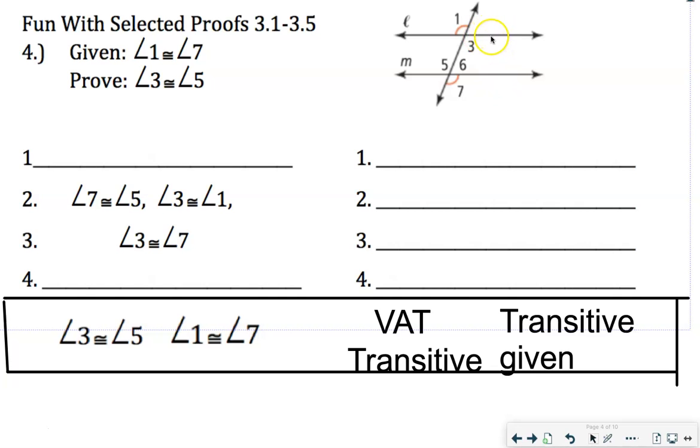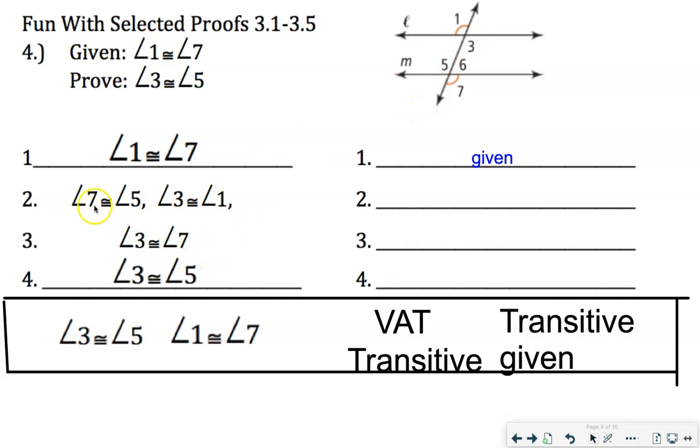We have no reason to say that, so we can't use some shortcuts that would be nice, such as the vocab from this chapter. But here's 1, 2, 3 automatic blanks that we should get no matter what. We know that 1 is congruent to 7. That's marked on the picture. The reason is given. Where we want to get to is 3 and 5, these alternate interiors. We want to say they are congruent.